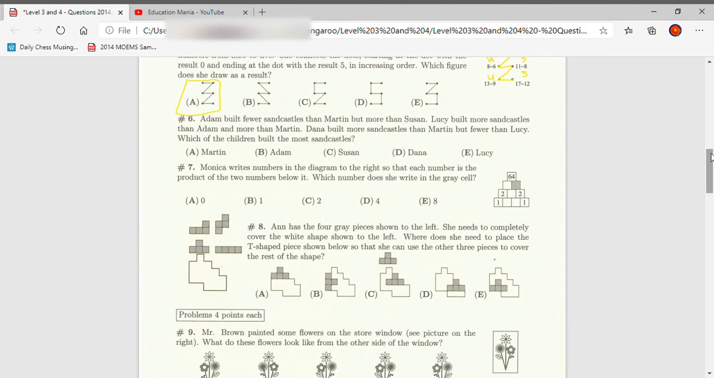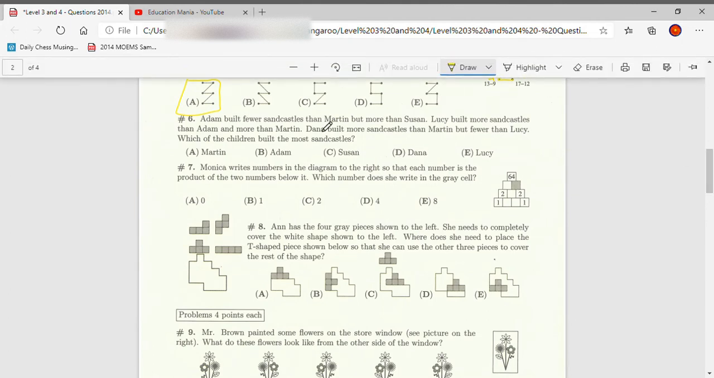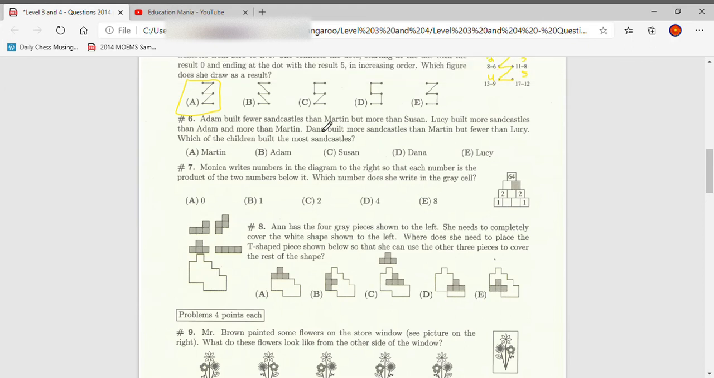Number 6. Adam built fewer sandcastles than Martin, but more than Suzanne. Lucy built more sandcastles than Adam and more than Martin. Dana built more sandcastles than Martin, but fewer than Lucy. Which of the children built the most sandcastles?